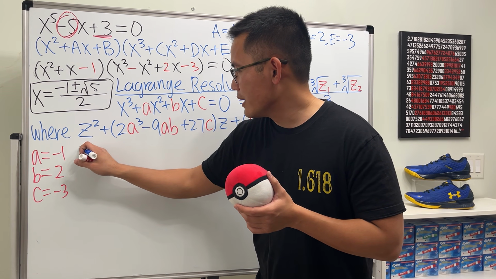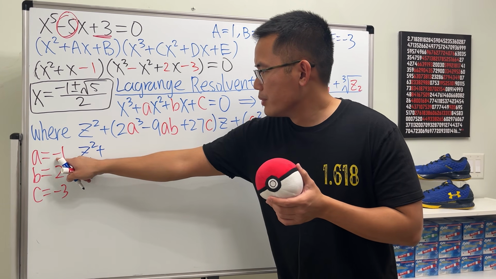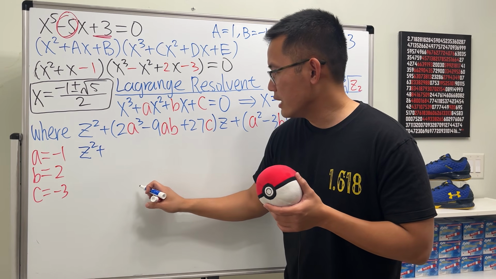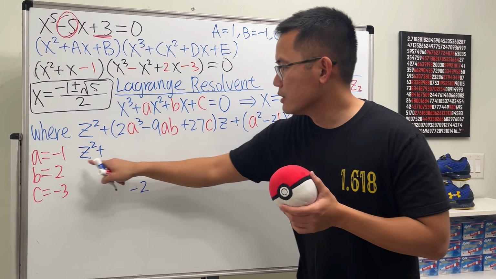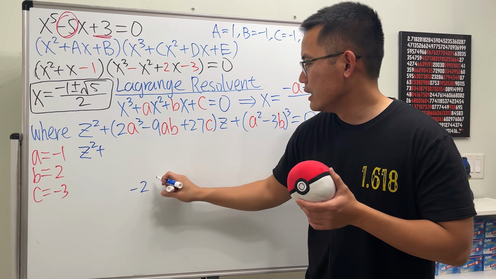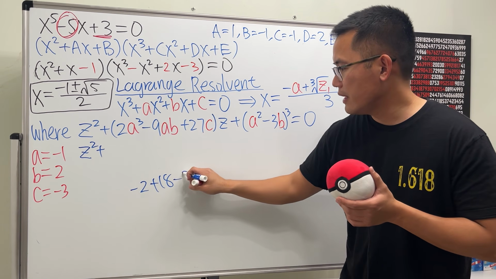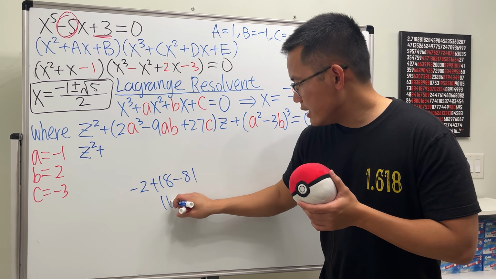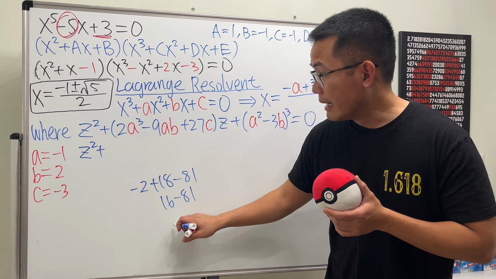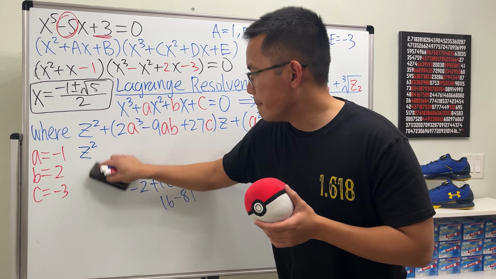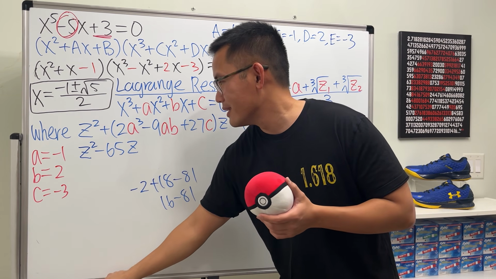So we are going to look at the quadratic equation, z squared plus, okay, let's work this out. So put -1 here, so that's -1 times 2, we get -2. And then we put -1 here, that will be, okay, AB, so that's -2 times that is plus 18. And then put -3 here, -3 times that is -81. So that's 16 minus 81. That will be minus 65. So this right here should be a minus 65 z. Oh, much better. Now we don't have all that.